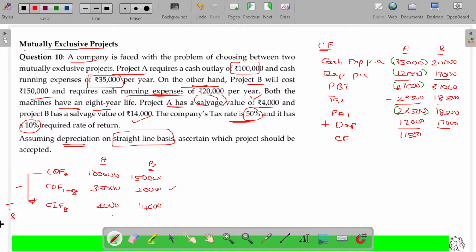Here the tax of 23,500 is your income. After that, your net loss after tax is 23,500. For the net loss, you have to add the depreciation back. Depreciation is a positive value, and 23,500 is a negative value. With that, if I add the 12,000 back, then you will get the cash flow of 11,500.